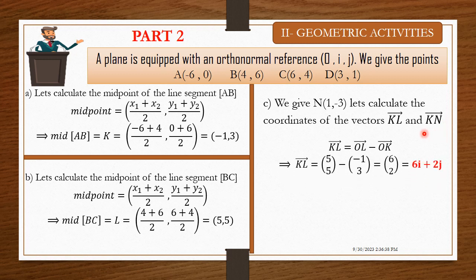So we are simply going to take L minus K. We calculated L as (5, 5), so we put in vector form (5, 5) minus K, and K was (-1, 3). How do we subtract this? 5 minus -1 gives us 5 plus 1, which is 6. 5 minus 3 gives us 2. So now KL as a vector is equal to (6, 2), which is the same as 6i plus 2j.